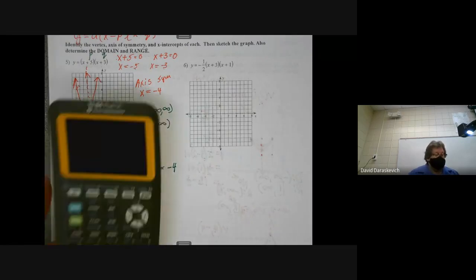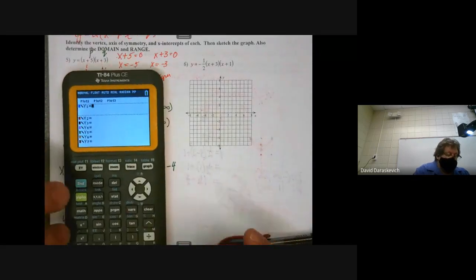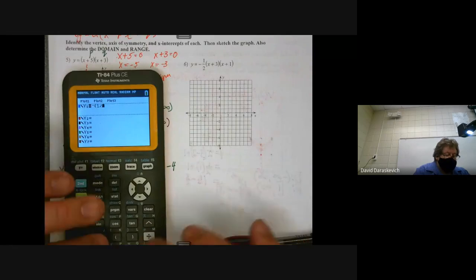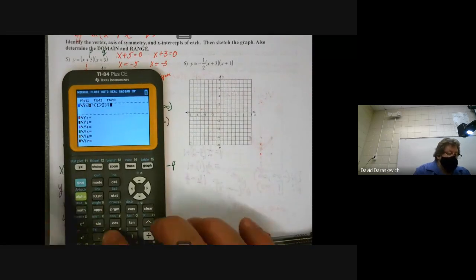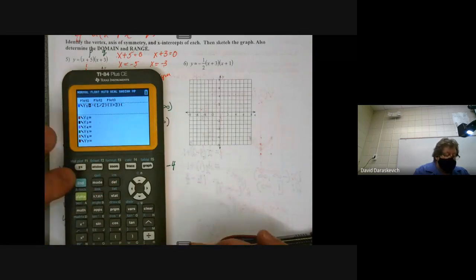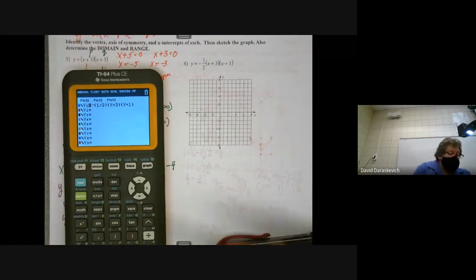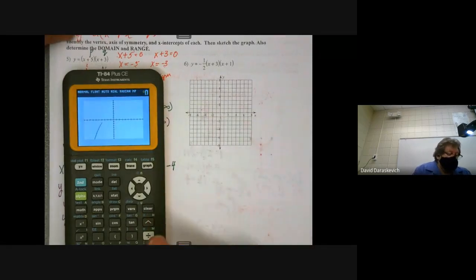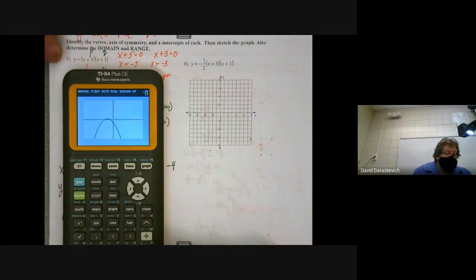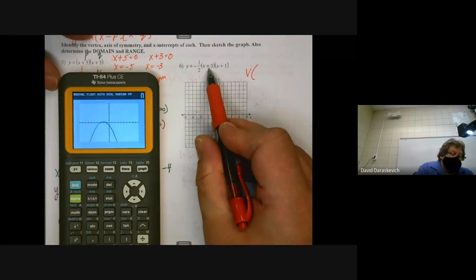Okay, calculator. Probably going to be a lot easier. Negative, put your fractions in parentheses. X plus 3 times x plus 1. Hit enter. Or graph, just hit graph. You're good. All right, let's see. We can get our P and Q, our vertex. That'd be pretty easy. It's going to be -3, -1.